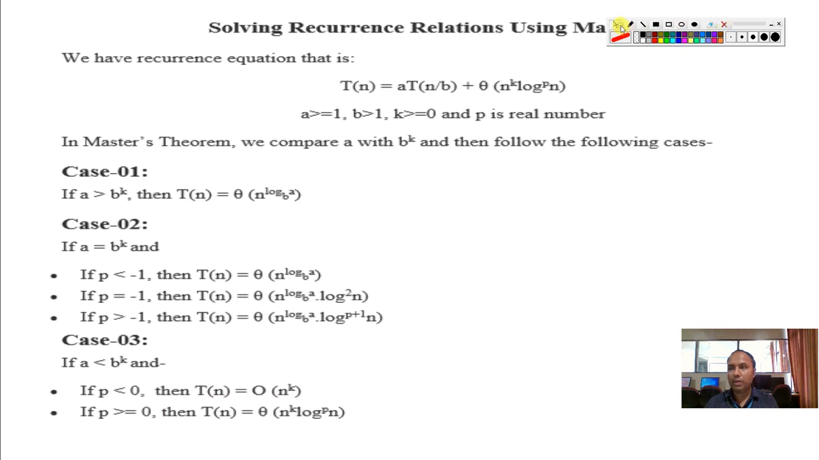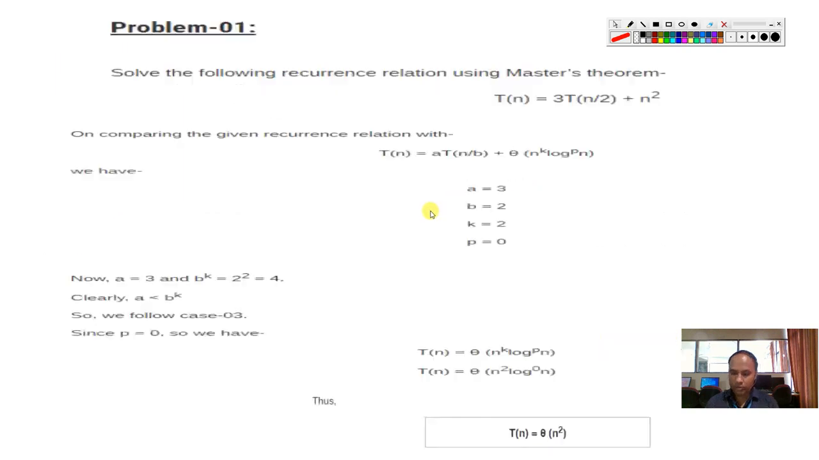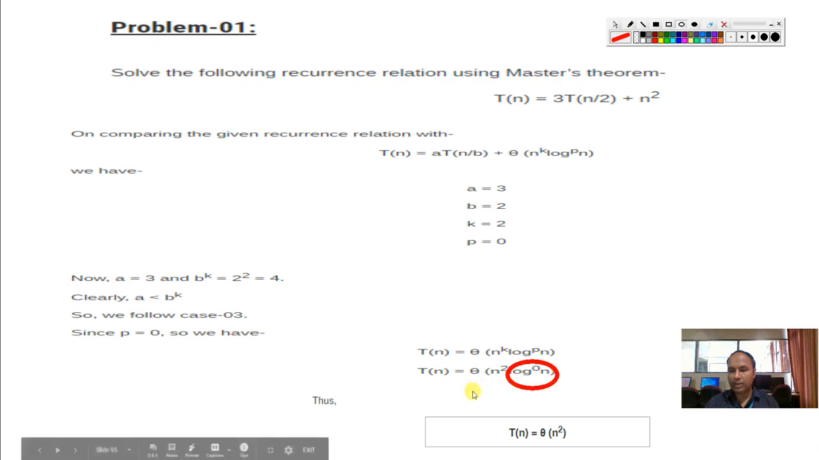Now what is the next step? We have to put all those values, right? So T of n is equal to theta n raised to k log raised to p n. That gives us T of n equal to theta, and the value of k is 2, you see here it is 2, right? And the value of p is 0, so that is log raised to 0 n, and log raised to 0 is 1, right? So T of n that we get is theta of n square.